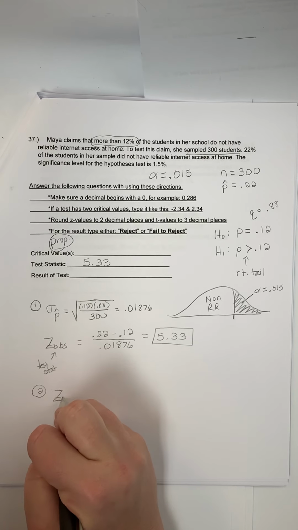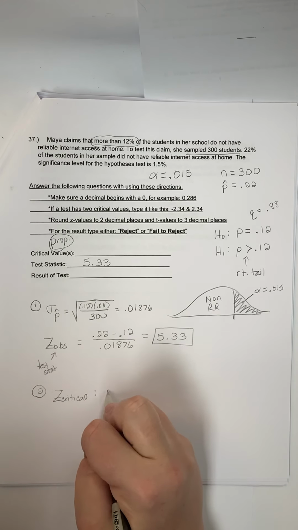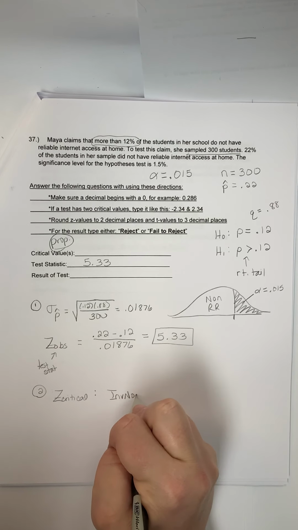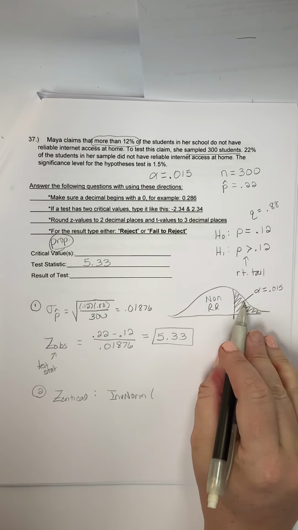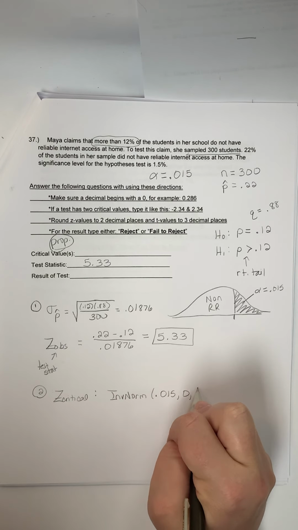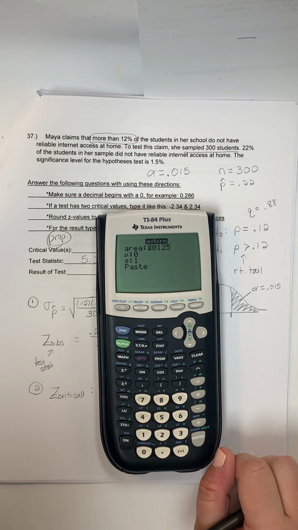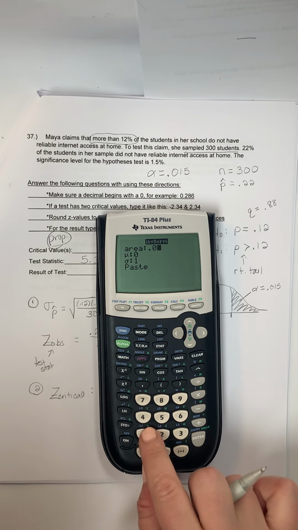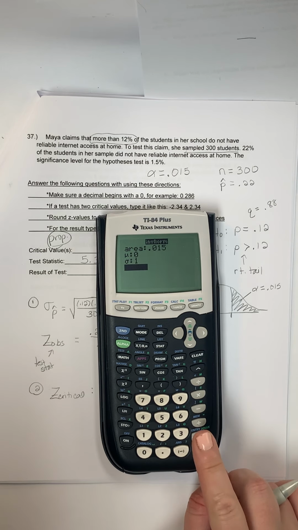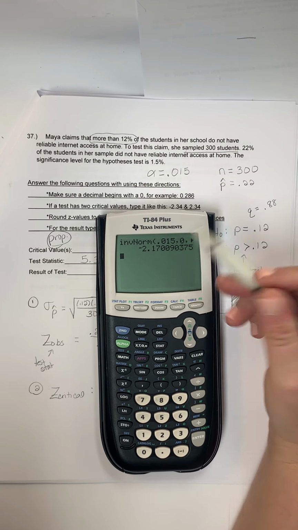Okay, number 2, we want to find Z critical. All right, we're going to do inverse norm. We're going to have our alpha, comma 0, comma 1. Okay, let's try that, see what we get. We're going to clear that one out. Okay, inverse norm, I went second bars. I have 0.01501. Okay, I have negative 2.17.